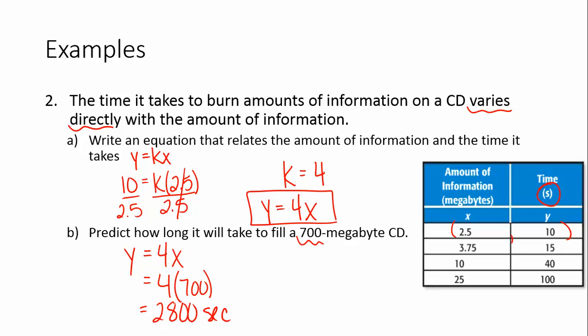Now, if you want to understand a little more about how much that is in minutes, we can take 2800 and divide it by 60, and that'll give you 46.6 repeating minutes. So about 45 minutes, 3/4 of an hour, roughly, but 2800 seconds is how long it would take to fill the 700 megabyte CD.